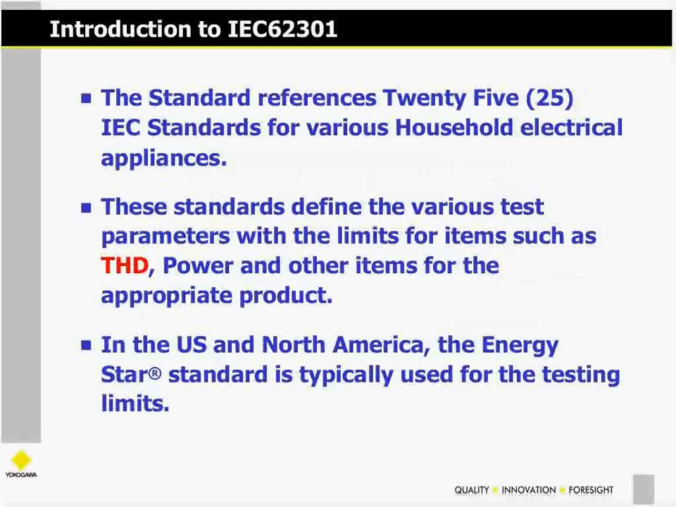When we look at this, this standard lists 25 IEC standards for each of the various household type appliances, from a range to a washing machine to a dryer, to other electrical components. And these standards define the test method, the parameters, the limits, and the THD, the total harmonic distortion, for each of these appropriate products. And in the U.S. and North America, an Energy Star standard is typically used for the testing limits. So the IEC 62301 in North America will follow the Energy Star limits.